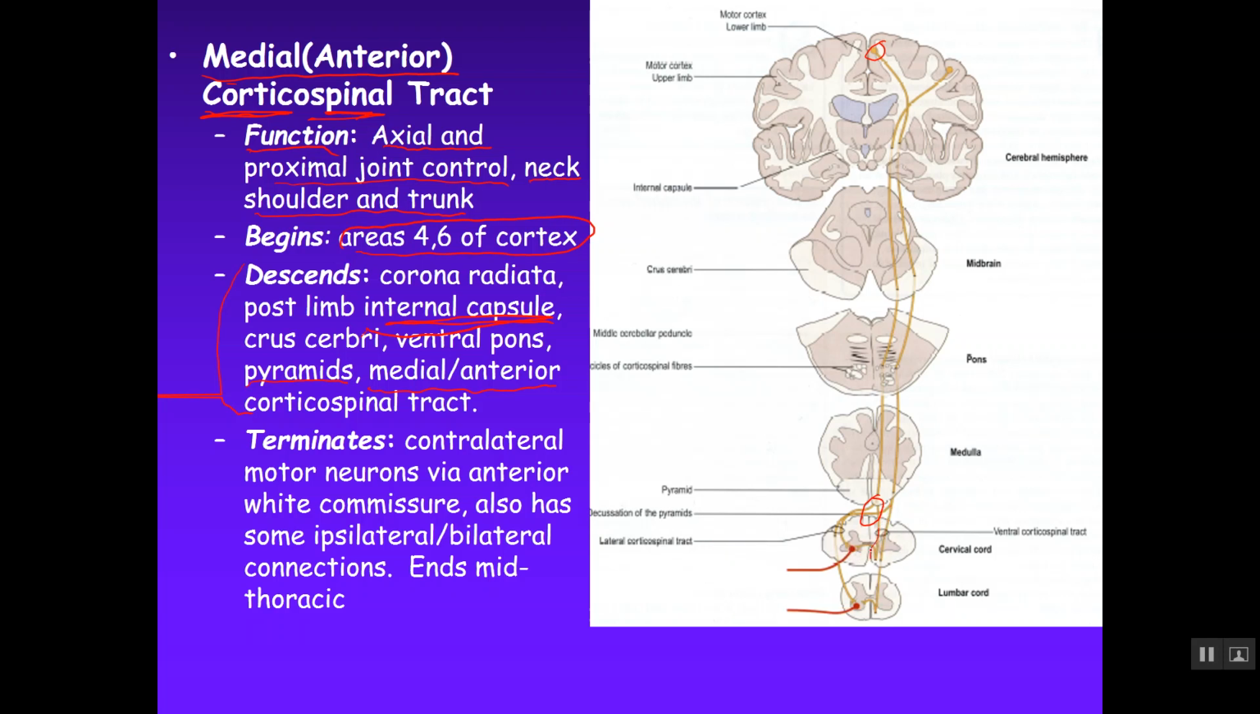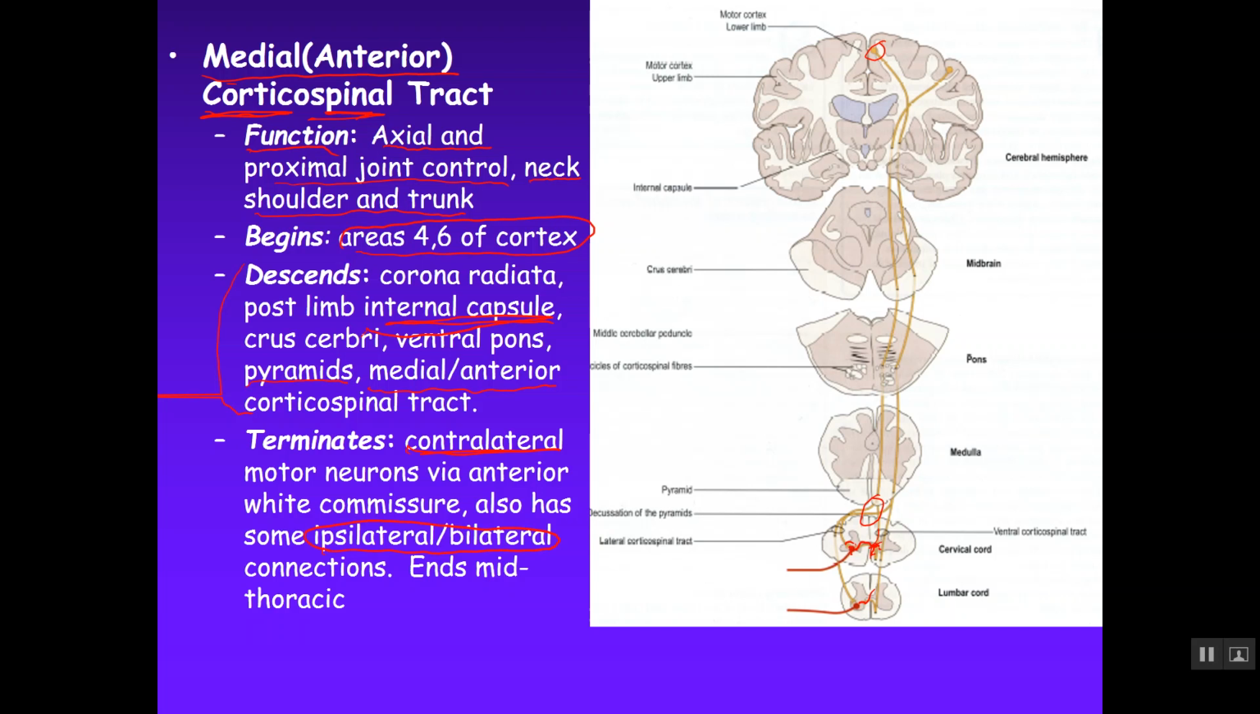So if you see that again, it comes down and then it crosses over to terminate at its appropriate level. But it does have a few ipsilateral connections. It's not purely contralateral, it's mostly contralateral. Some textbooks will just say the medial and anterior corticospinal tract stays ipsilateral. It does in a sense, but then when it terminates at its different levels of the spinal cord, it crosses back over. So it really is more of a contralateral tract, but it has some ipsilateral connections. The lateral corticospinal tract, which we'll get to after we get through these, is purely contralateral. It only has contralateral connections, but this medial anterior corticospinal tract has a few ipsilateral, or bilateral, connections.